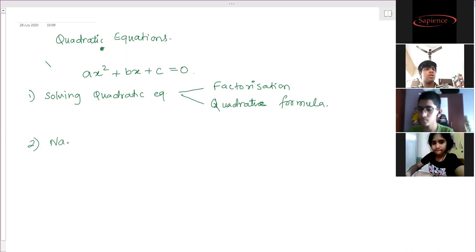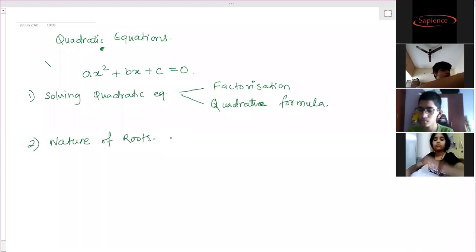Next is nature of roots. Finding the nature of the roots, and that criteria we have to use for solving some simple questions. Third one is word problems, but they have removed word problems from this chapter.